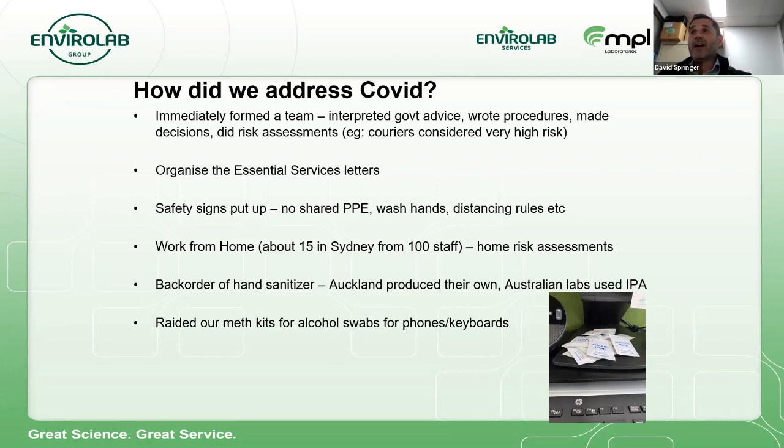In our Australian labs, obviously we have IPA for our testing. We just had to use IPA instead of hand sanitizer. That's all we had. And for wiping down our computer keyboards and our telephones, we do a lot of methamphetamine testing. So we had to raid all our meth kits for alcohol swabs as well. Because again, we couldn't buy them. So something we learned out of that is we always need a little stockpile of these things just in case.